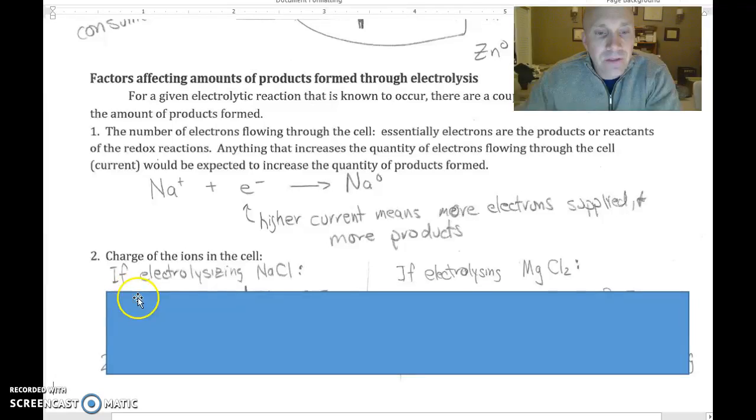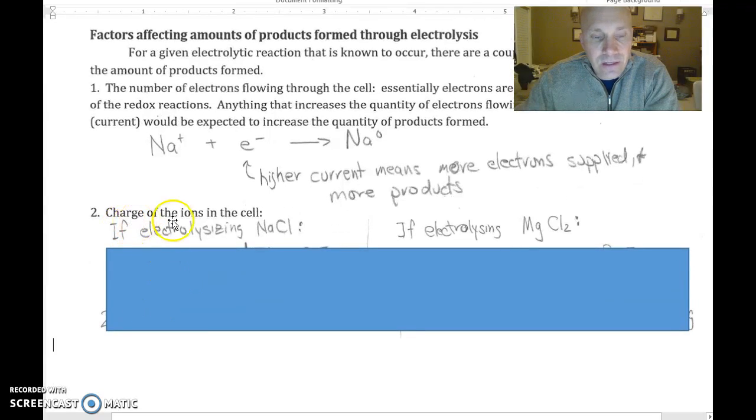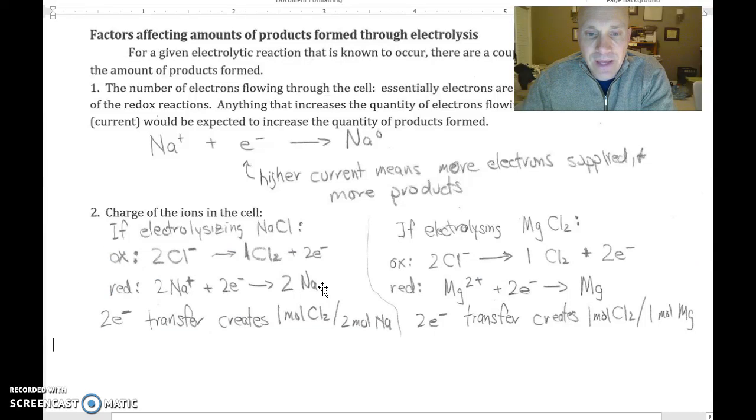Okay. And the second thing is going to be the charge of the ions in the cell. So what I wanted to do here is just draw your attention to, or ask you to think about, what happens if we're doing an electrolytic cell to electrolyze sodium chloride. This is exactly what we did a couple videos back, where we had the melted sodium chloride, versus if we were doing the same type thing with magnesium chloride. All right. So what I want to do is draw the half reactions that you would be doing here.